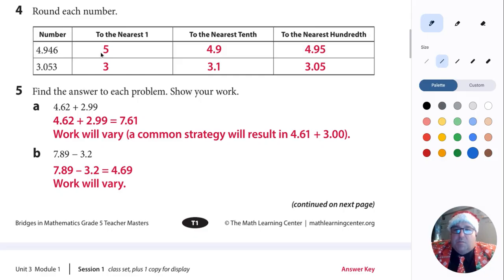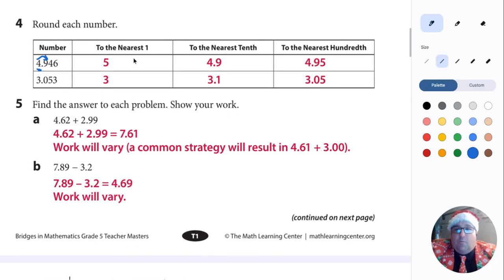So this is to the nearest 1. So we're going to start at the 4. Go next door, I see a 9. Well, what's 9 going to tell us? Well, 9 is 5 or more. It's more than 5. So that 4 is going to go up to 5. And then we just write it as 5. Now, real quick, why is that?